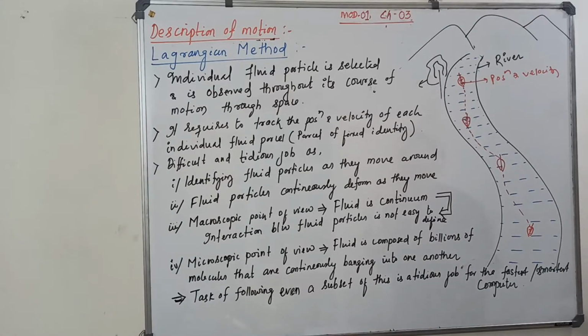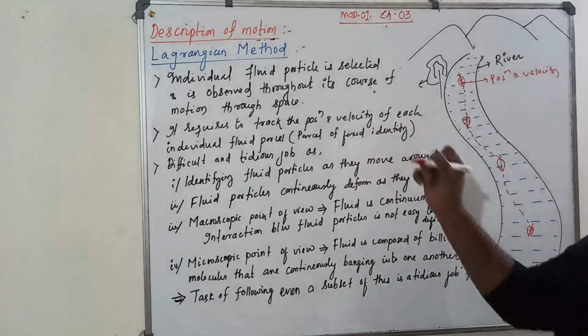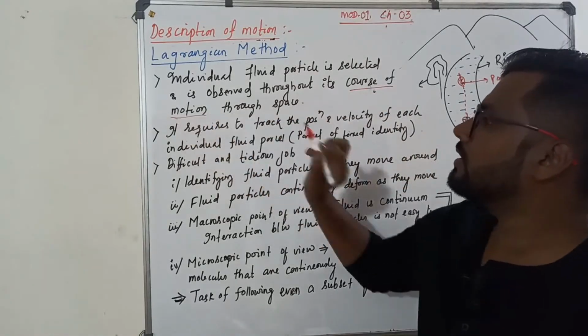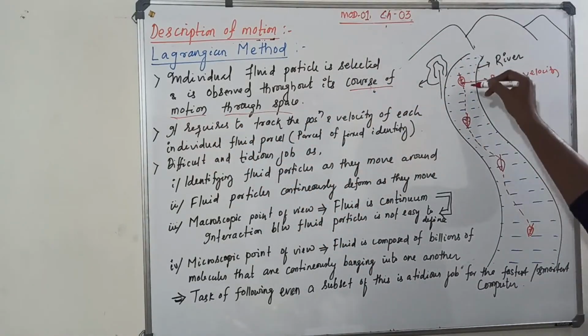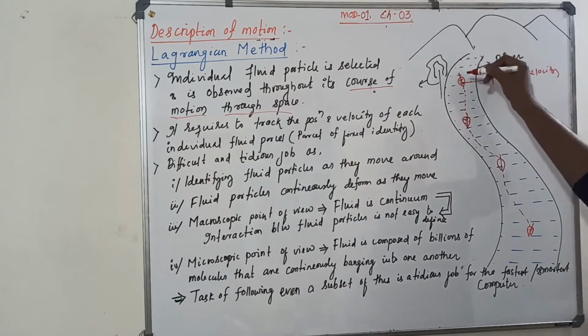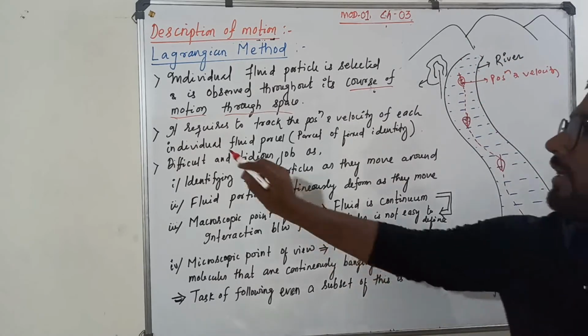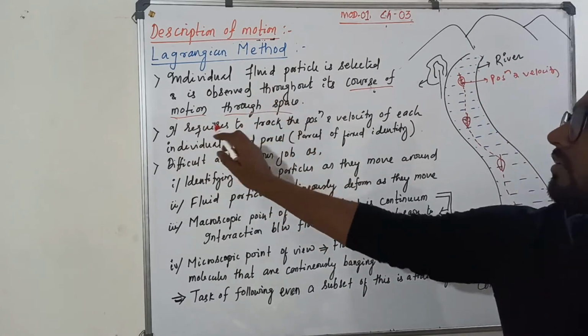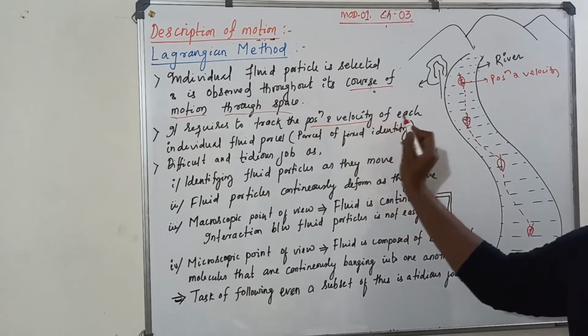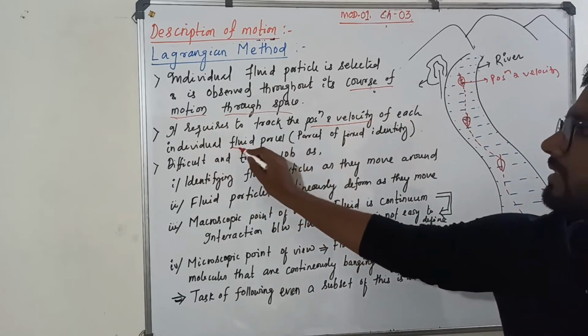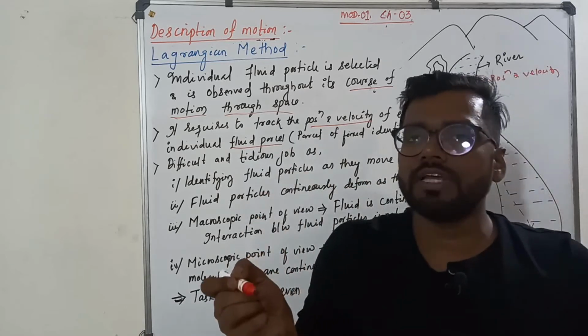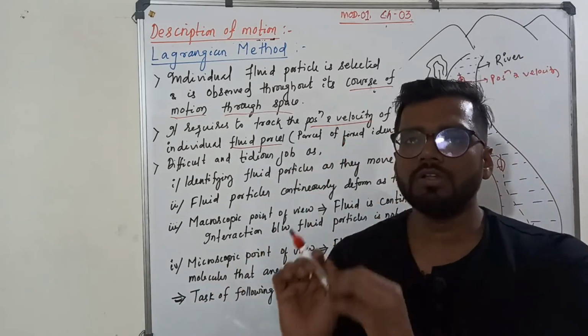An individual fluid particle is selected and observed throughout its course of motion, as it moves through space. We took the example of a leaf here. Now it requires tracking the position and velocity of each individual fluid parcel, that is, the particle we have decided on. A parcel is a small element.